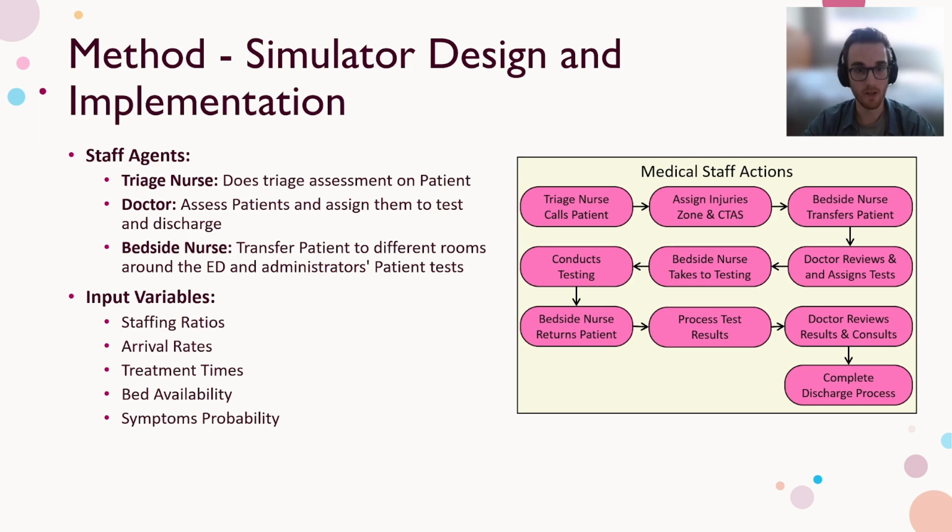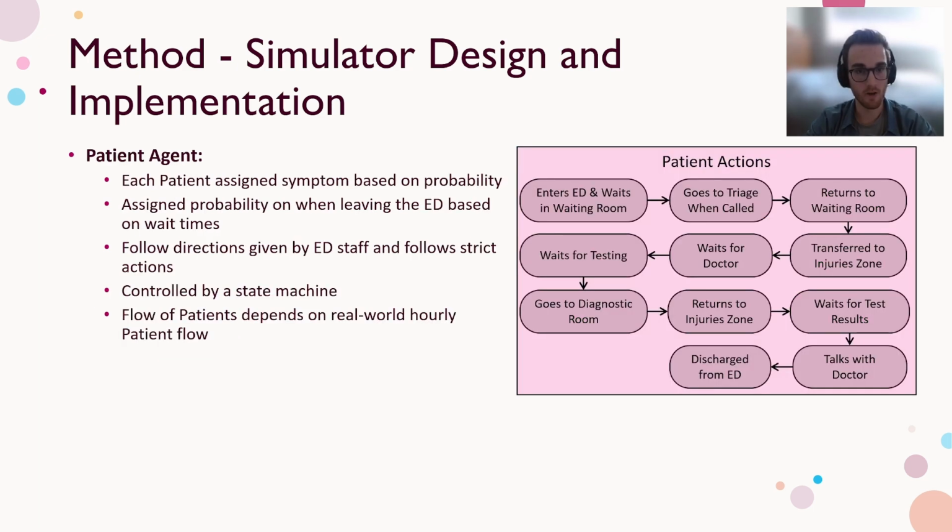Staff agents include the triage nurse, doctor, and bedside nurse. The triage nurse performs initial assessments and assigns patients a CTAS level based on the severity of their symptoms. The bedside nurse manages patient movement throughout the department and assists with diagnostic testing. Doctors assess patients, order and review tests, and determine whether they can be discharged or require further care. On the right, you can see a simplified flow of these medical staff actions, from triage and testing to consultation and discharge.